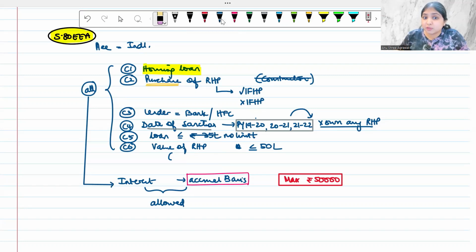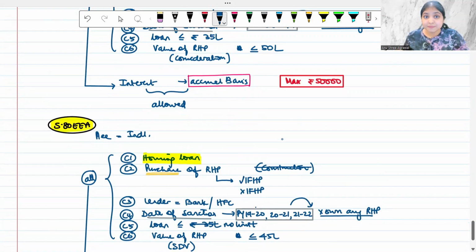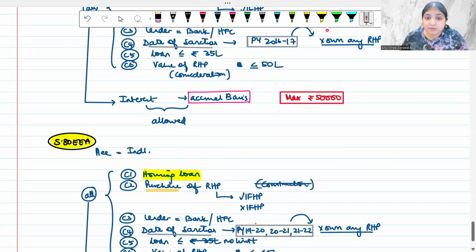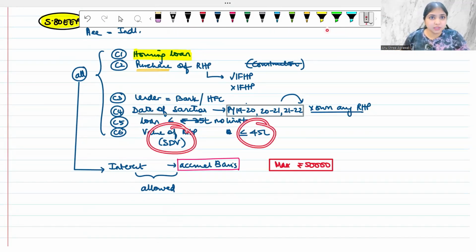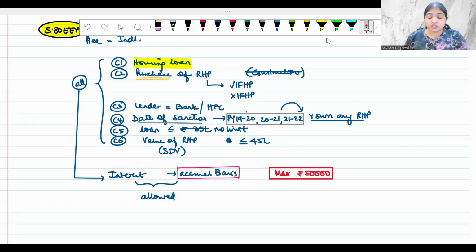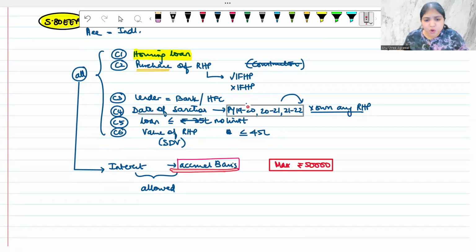Here we are more bothered about the STV. What is the STV of this house? The STV of the house has to be within 45 lakhs. In section 80EE, the consideration that we are paying for the house should be within 50 lakhs. In 80EA, the stamp duty value of the house has to be within 45 lakhs. So these are the conditions. If all these conditions are fulfilled, whatever interest you have incurred on accrual basis will be allowed under 80EA, but the maximum here is going to be 1,50,000 and not 50,000.